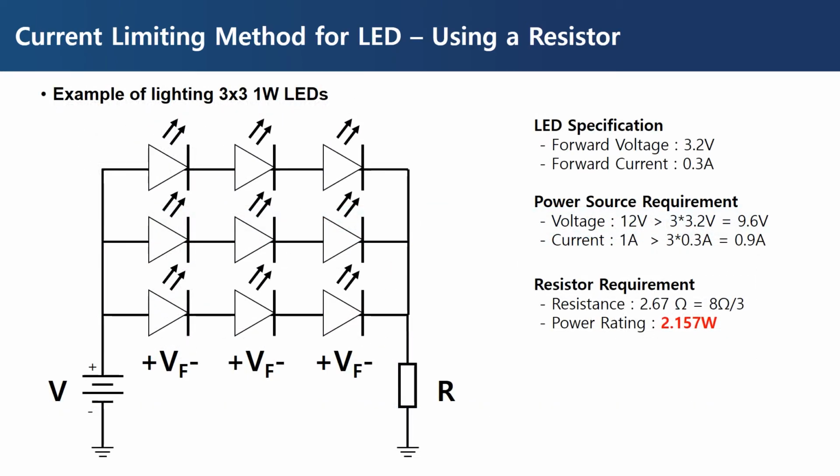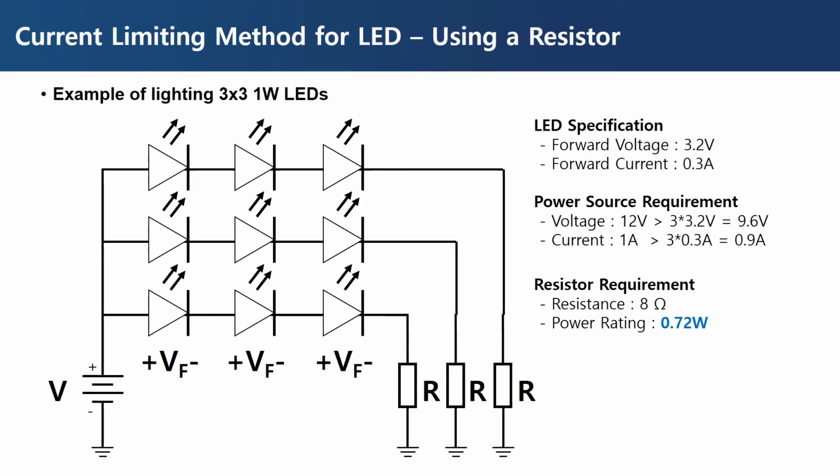This page introduces an example of configuring the LED in a 3x3 configuration. As you can see from the result, the power consumption of the resistor is very large when you use one common resistor for each branch. This is showing the same configuration as before, but using 3 resistors for each branch, instead of 1. You can see that the power consumed by each of the resistors is significantly lower than before.